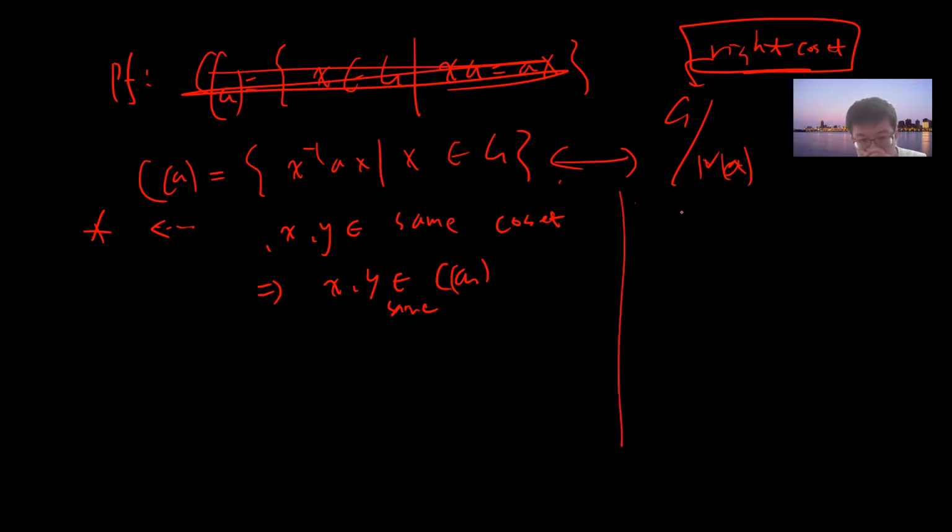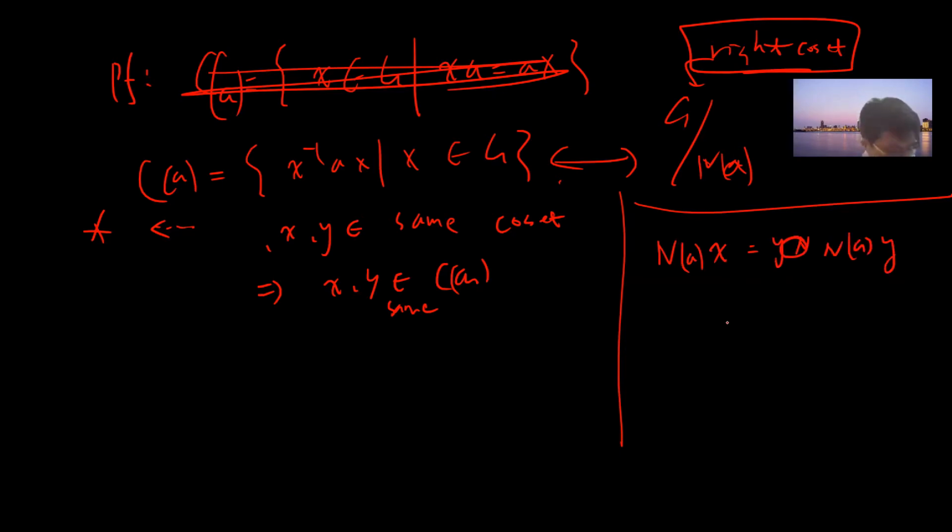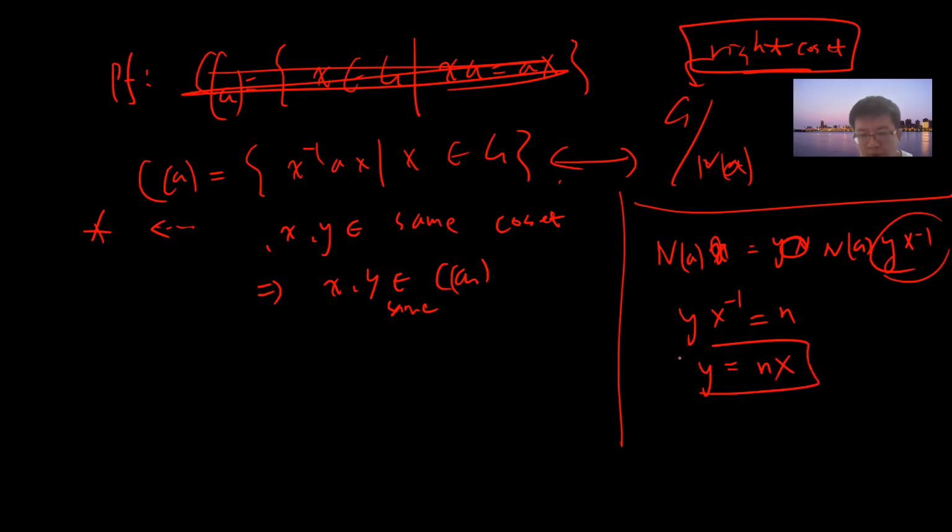This proof is not difficult. Since they are in the same right coset, I can write N(A)X and N(A)Y as the right coset. That means I can write Y X inverse is just n, where n is some element in N of A. So Y is nX.